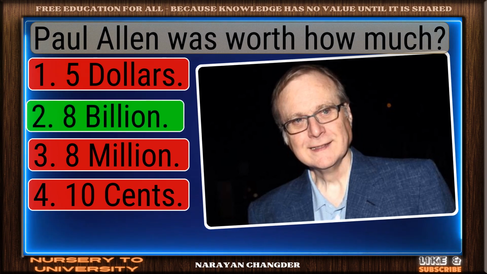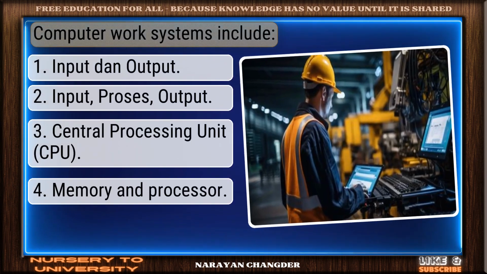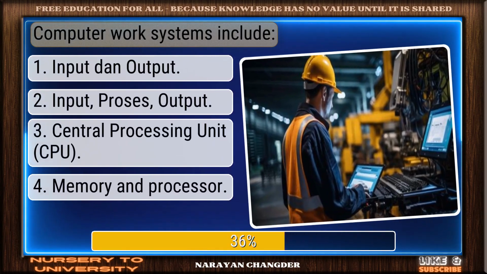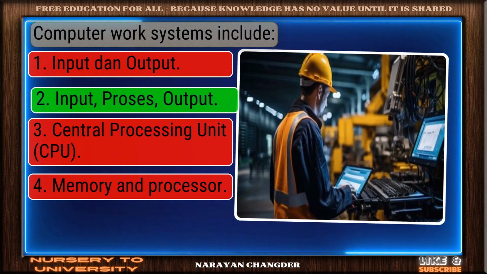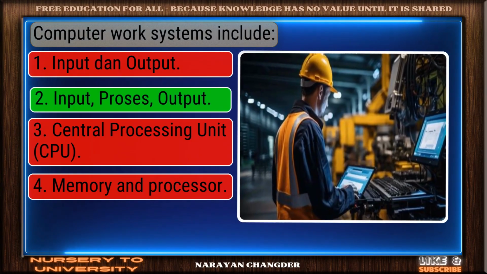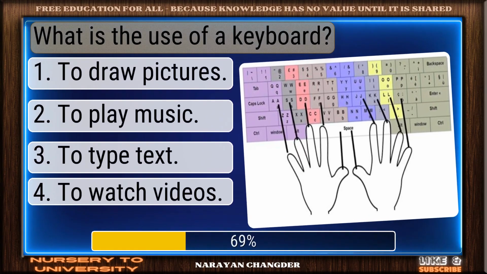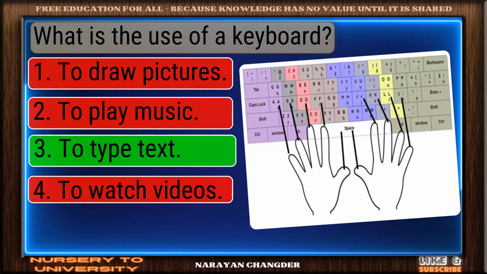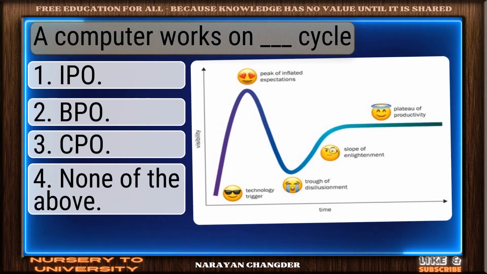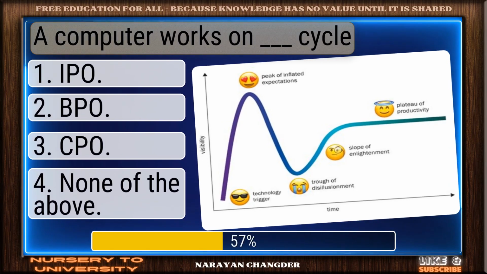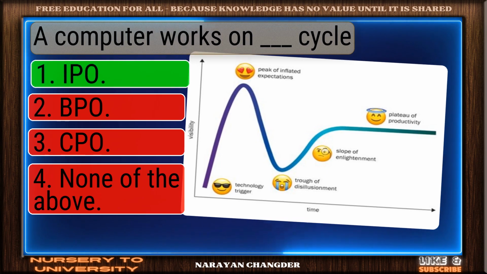Solid response. 8 billion is valid. Computer work systems include. Right again. Input process, output is valid. What is the use of a keyboard? Great job. To type text is accurate. A computer works on dash cycle. Good thinking. IPO is right.